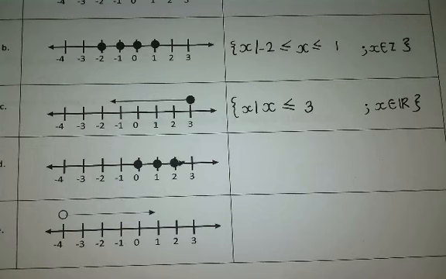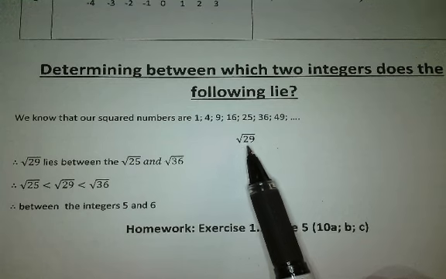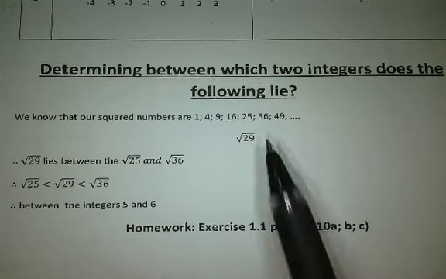Right. The last little bit of work, they're going to ask you to determine between which two integers the following number lies. Basically what they're asking is which perfect square lies before 29 and after 29. The perfect squares are 1, 4, 9, 16, 25. So what's the first one that lies here? 25. So do you see the square root of 25 lies before 29? That's correct. And the next perfect square after 29 is 36.